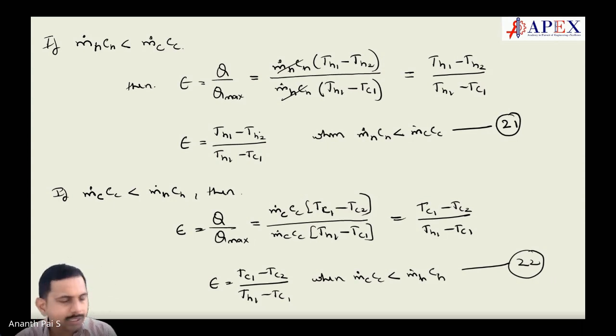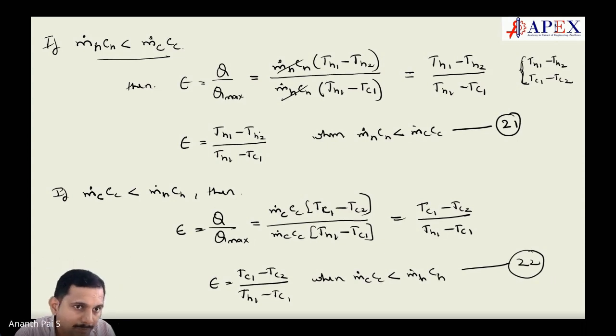So in this, you can understand this here. When you compare, you have two things, TH1 minus TH2 and TC1 minus TC2. In these both cases, which is bigger for this case? The bigger one is TH1 minus TH2, is it not? Why? Because m dot H C H is lesser. When m dot H C H is lesser, you have a higher temperature difference for the hot fluid, because the hot fluid has a lesser m dot C.